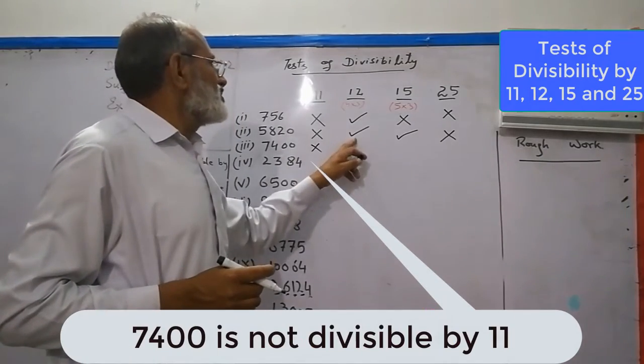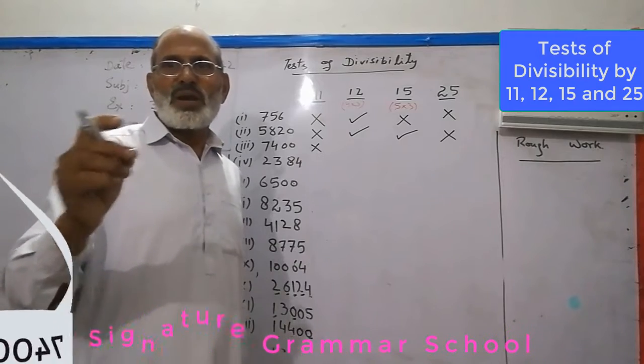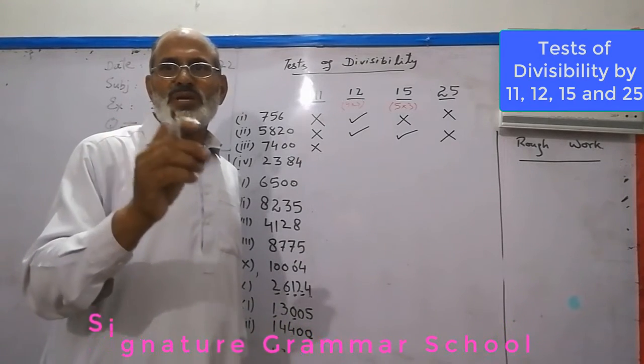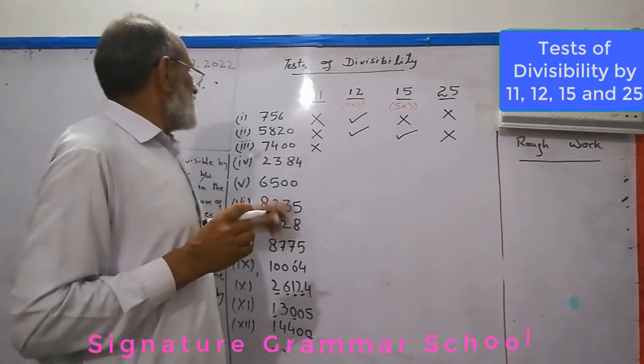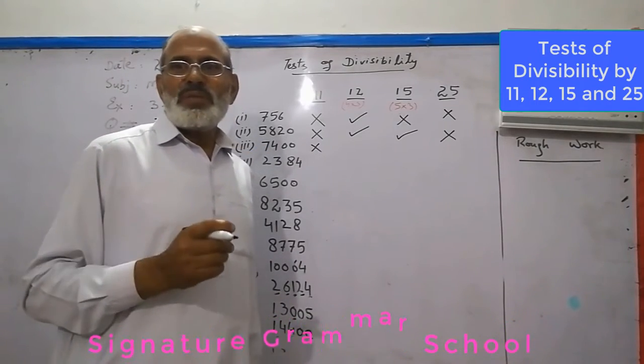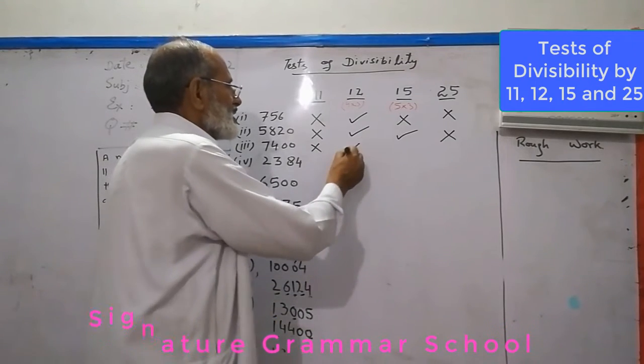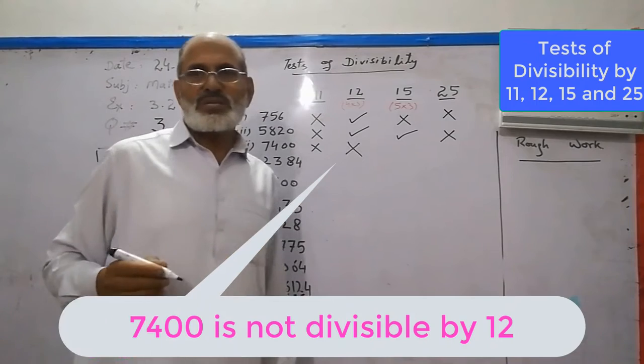Coming to our 12. Two conditions. The first condition is met because there are 2 zeros. When there are 2 zeros at the last, that value is divisible by 4. And 7 plus 4 becomes 11, and 11 is not divisible by 3. Therefore, the second condition is not met. I will put here a cross.